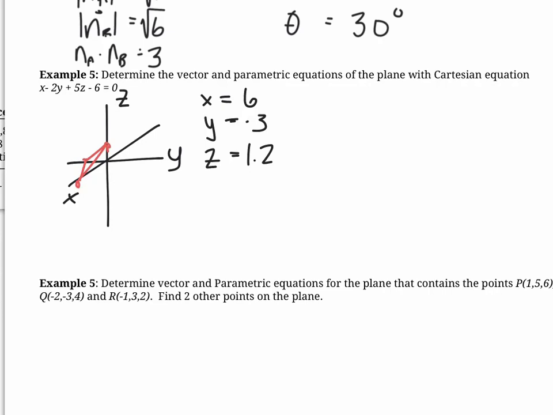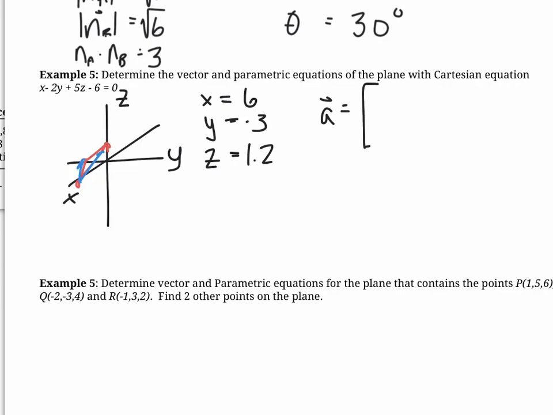Now, in order to do vector form, we need to have 2 direction vectors. We can easily find 2 direction vectors now that we know these 3 points. For example, we can find those 2 direction vectors there, because we know what those 2 points are. So if we just find the difference between those 2 points, we can do it. Just to summarize, I'm going to find my direction vector 1, which I will call A.